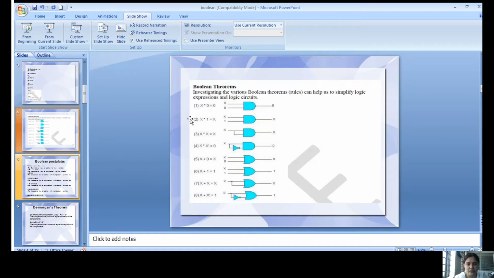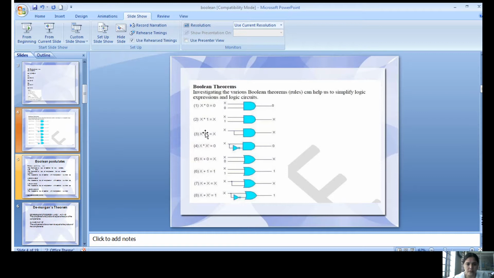The same way it is explained here with the Boolean theorems that x into 0 is equal to 0. Here you can see AND gate, x is an input variable and we have given a 0. X may be 0 or 1. If x is equal to 0 or 1, the output is always 0. In the same way, x into 1 is always equal to x. If x is equal to 0, output will be 0, 0 into 1 is 0. If x is equal to 1, 1 into 1, output is 1.